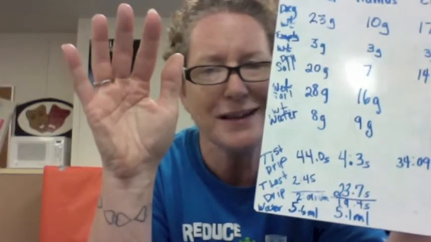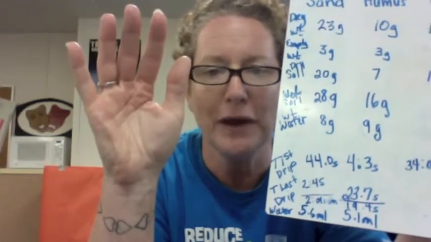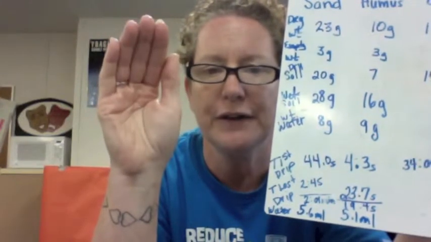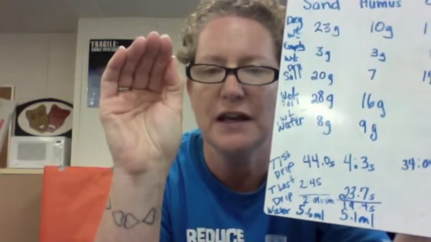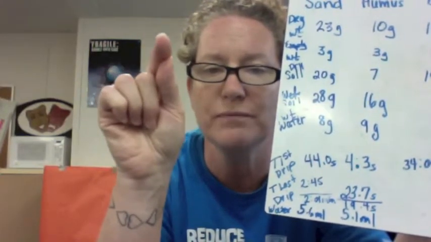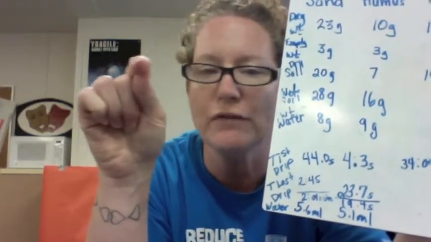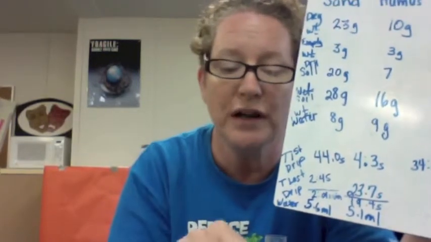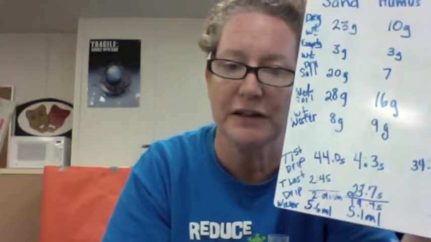But what can we say about the clay? The clay has taken over an hour to drip all of that. So what can we say about the spaces between the clay? Yeah, they're teeny tiny. Very tiny little spaces. And so this water has to move back and forth, maybe even backwards a little bit to find its way down through all those little teeny tiny particles. But through the humus, the water moved very rapidly.